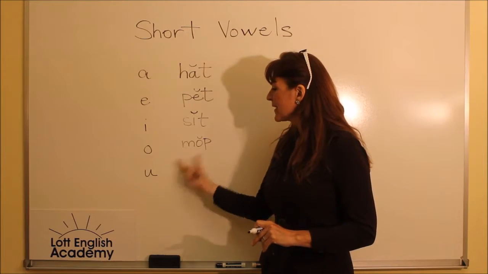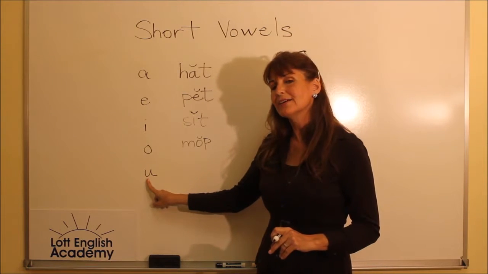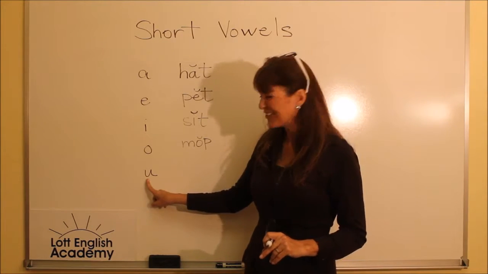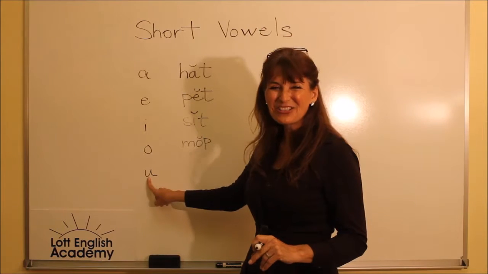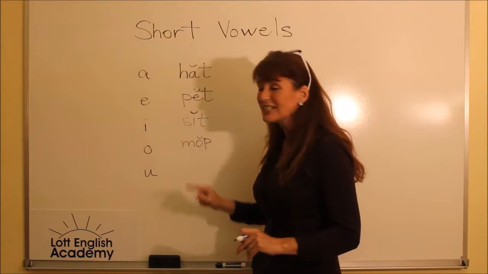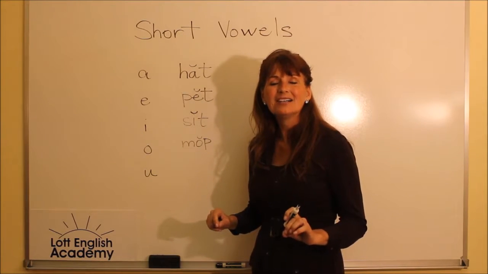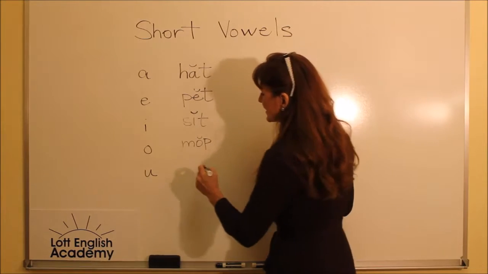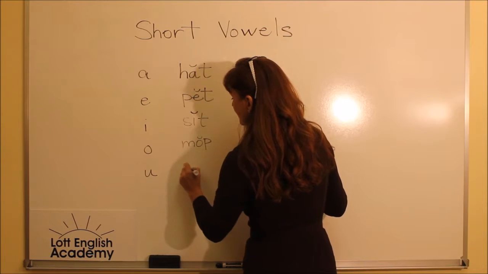The last vowel we're going to look at here is the letter U. Correct. Good job. This letter is the letter U. When it makes the short sound, the sound is uh. A word that I'd like to give you as an example of this is the word cub.